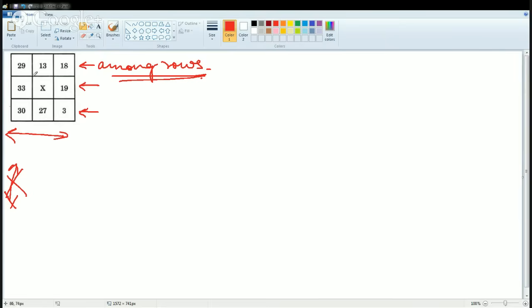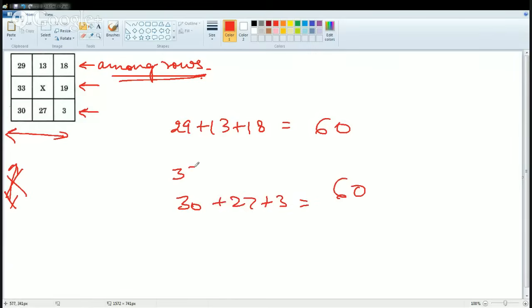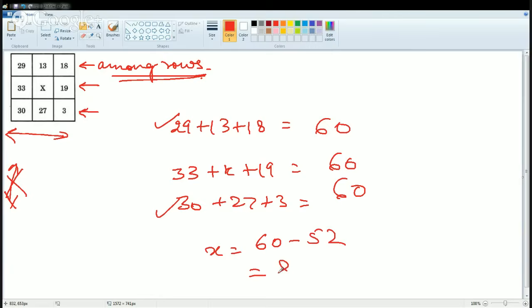So what I suggest is just add the first row. It's 29 plus 13 plus 18. So you get a total of 60. Again, the last row is 30 plus 27 plus 3. You get a total of 60. So here is 33 plus x plus 19. You must get a total of 60 because rows 1 and 3 are satisfying. So this should also satisfy. So x is equal to 60 minus 52, since 33 plus 19 is 52. So x is 8. So the correct answer here should be 8.